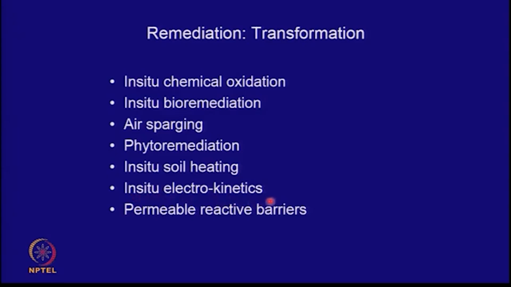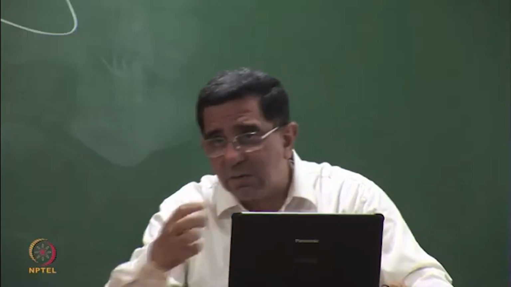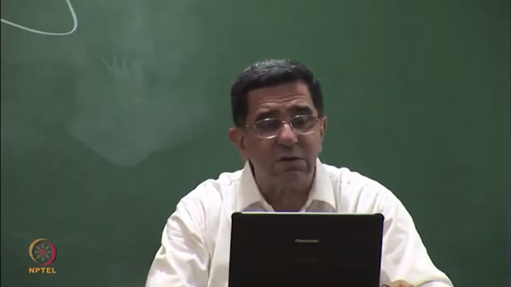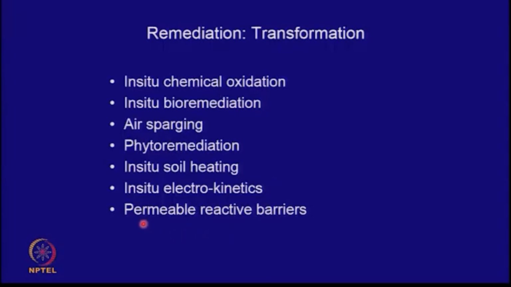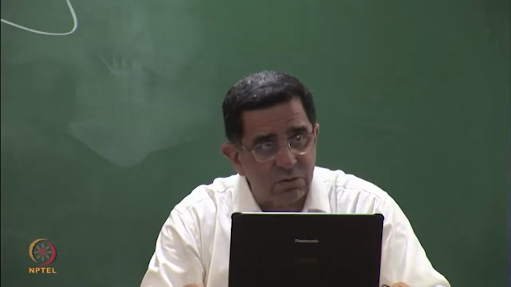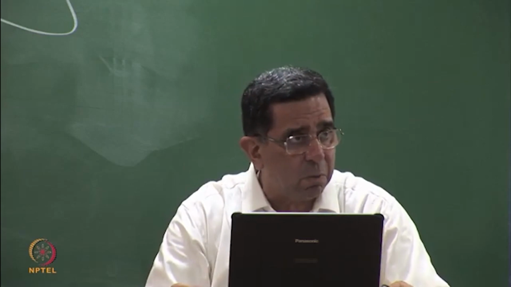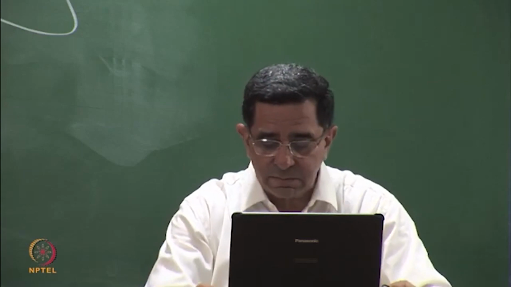Can I do in situ electrokinetics? You remember dewatering using anodes? So can you do a net negative and positive charge where the contaminant will come to one of the electrodes? That's in situ electrokinetics. And can you use permeable reactive barriers? The idea here is to transform the contaminant, to immobilize it. It should no longer be water soluble and travel with the water. That's the thought.